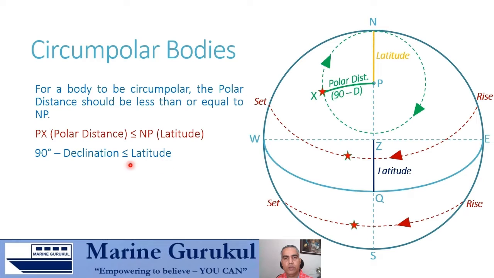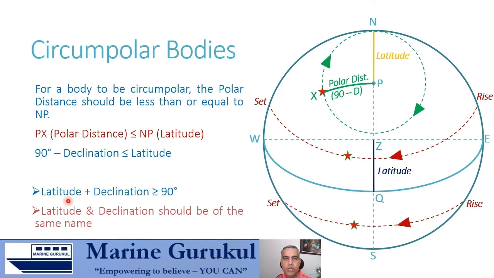So this converts the relationship into 90 minus declination should be less than or equal to the latitude of the observer. Now if I take declination to the other side, to the right hand side, the relationship becomes latitude plus declination should be greater than or equal to 90 degrees. So this is the second condition which needs to be fulfilled for a body to become circumpolar.